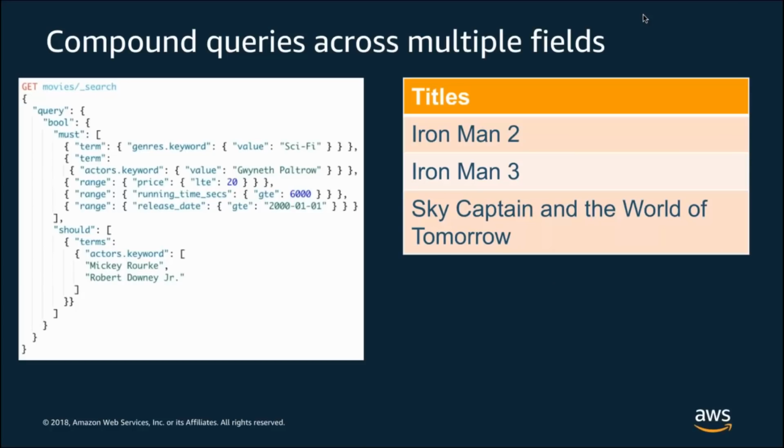So here's an example of a compound Boolean query across multiple different fields. In this case, we have a query where the genre must be sci-fi. Gwyneth Paltrow must be one of the actors. We were looking for something less than $20. It has to be longer than 6,000 seconds and must be released before January 1st, 2000. Now we've also included a should clause here. In this case, matches that contain Mickey Rourke or Robert Downey Jr. will score higher based on Mickey Rourke and Robert Downey Jr. being in the actors field.